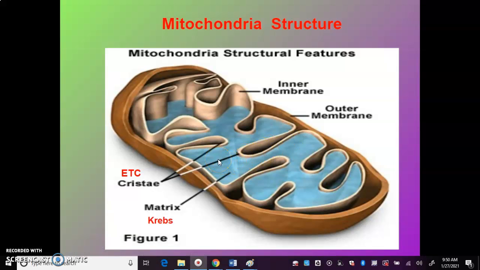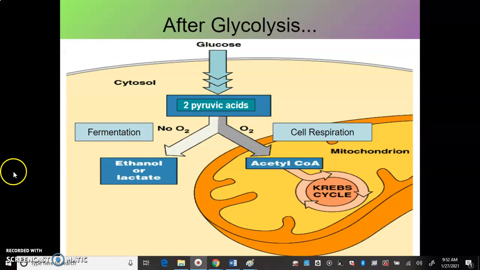After the Krebs cycle, the next and final step of aerobic respiration is known as the electron transport chain, or you'll hear me refer to it as the ETC. That takes place in the inner membrane, and specifically the inner membrane folds, which are called the cristae. In this diagram, you can see the glucose is broken down into 2 pyruvic acids, so that's glycolysis, and now that we have oxygen present, those pyruvic acids move into the mitochondria, where they first turn into what's called acetyl-CoA, and then that molecule enters into the Krebs cycle.